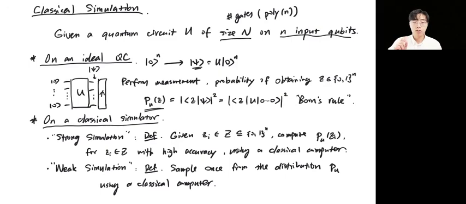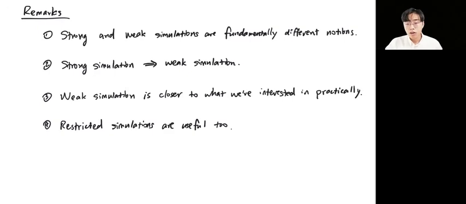Now, there are several remarks I want to make about the similarities and differences of strong and weak simulations. First of all, strong and weak simulations are fundamentally different notions. In particular, we can find circuits that are trivial when we want to simulate them weakly, but could be #P-complete, #P-hard, when we want to simulate them strongly. And second, strong simulation implies weak simulation, but not the other way around.